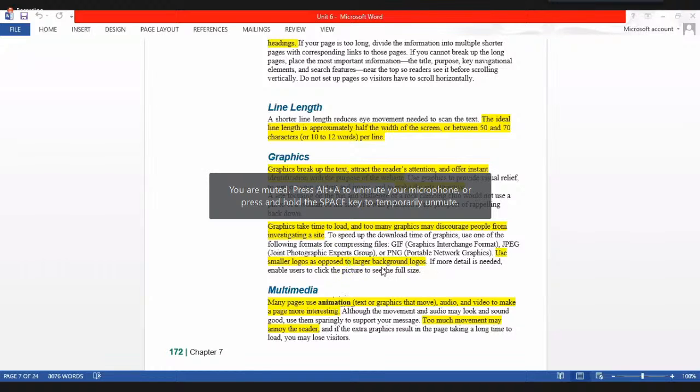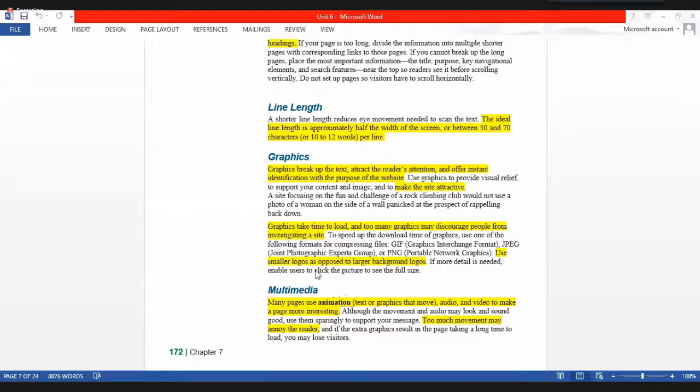Okay. So use smaller logos as opposed to larger background logos. As far as logos are concerned, when you use a logo, then use small logos. Don't use big logos.